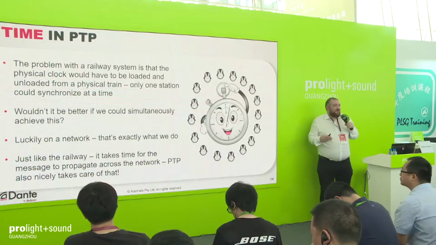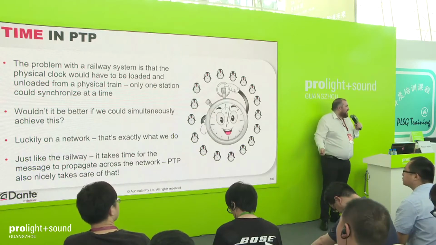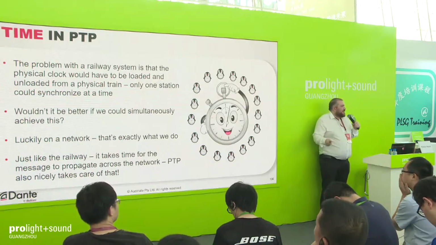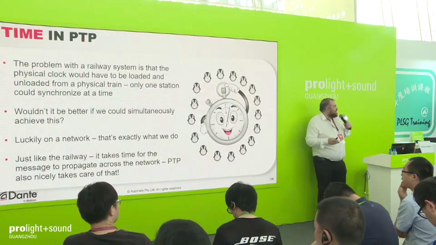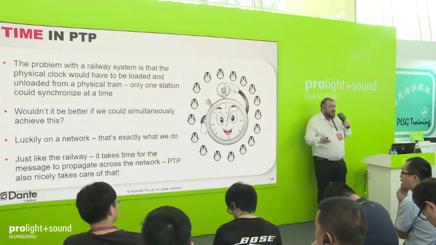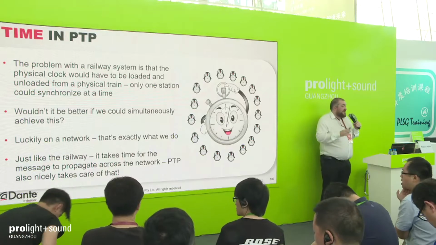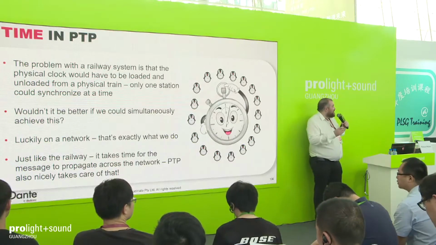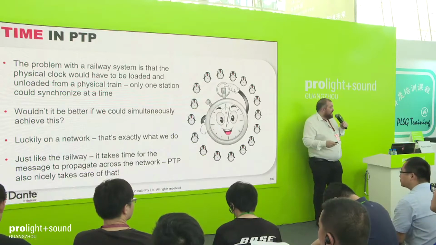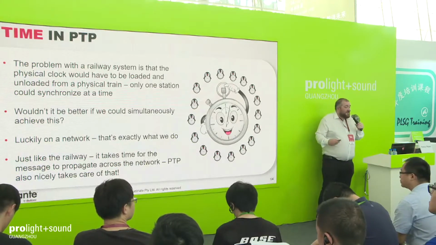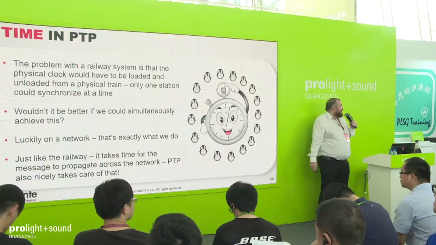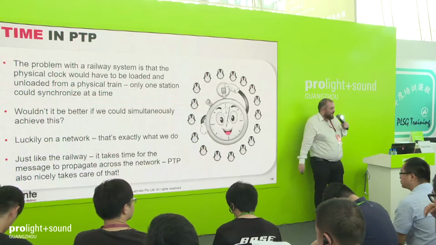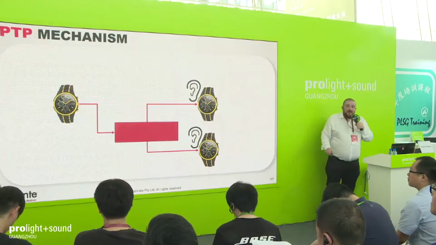So the problem with a physical clock is we have to unload it from the train every time, and we can only do this at one stage at a time. This is why we use multicast messages. First of all, we know that it left at a precise time from a single point in the network, and we can get an idea of its propagation time by looking at the multicast messages. Also, on a data network, it travels a lot quicker than on a train. So this is what happens.